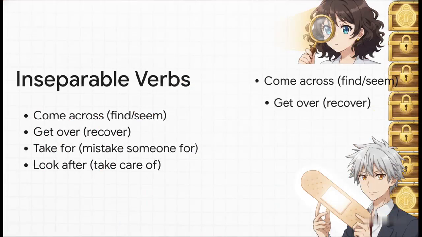Next on our list are the strict inseparable verbs. Reinforce this rule in your mind right now. The noun or pronoun must trail right behind the particle. Come across, meaning to find or seem. I came across it. Get over, meaning to recover. I need to get over it. Take for, as in mistaking someone. Who do you take me for? And look after, meaning to take care of. She looks after him. The object is just always locked in at the end.